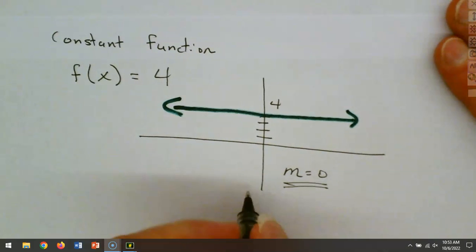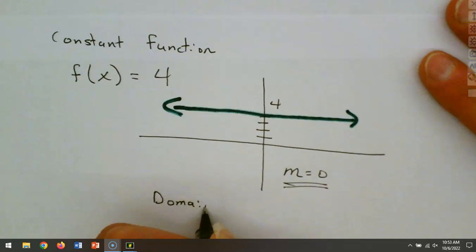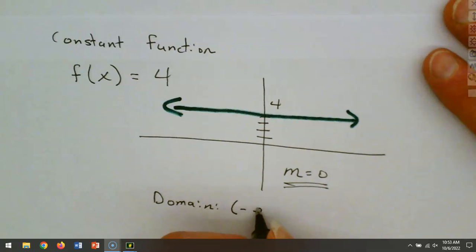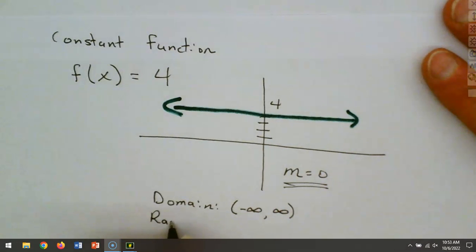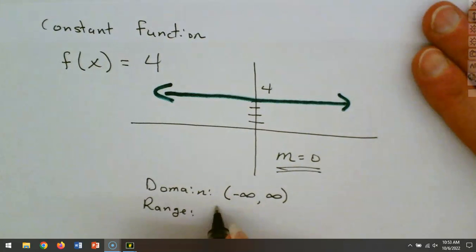What about my domain and range? Can anyone tell me what the domain would be? Anyone want to take a guess as to what the domain would be? Yep, it's going to be negative to positive infinity, right? But what about the range? 4. Yep. Okay.